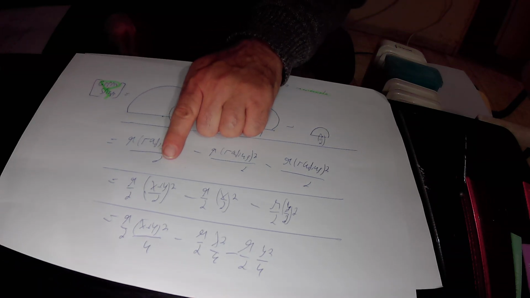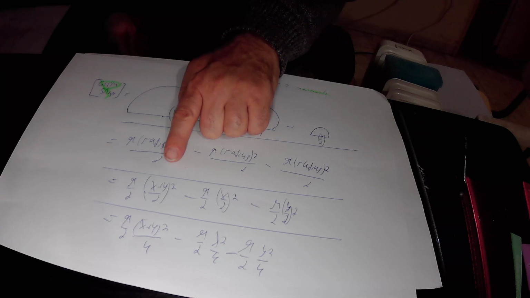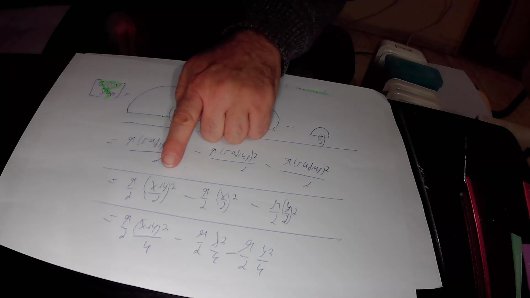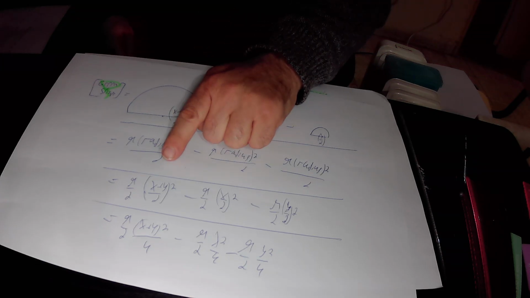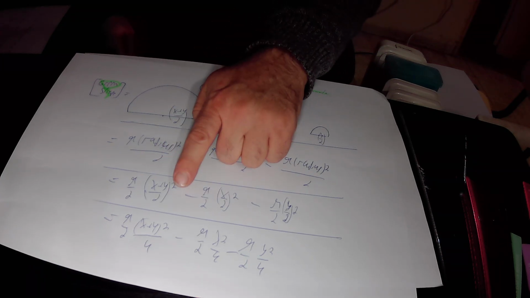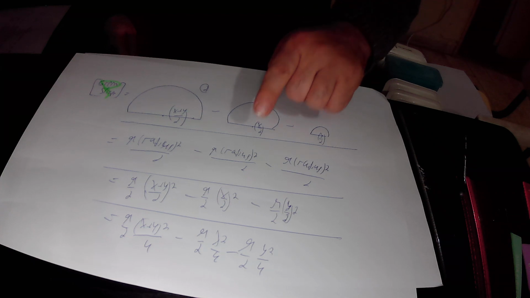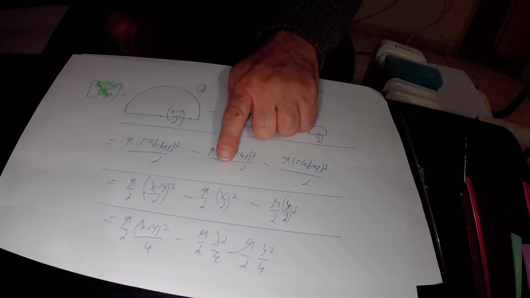So here we have pi over 2 times ((x plus y) over 2) squared. So it is (x plus y) squared over 2 squared. 2 squared is 4. So in total, the value of this expression equals pi over 2 times (x plus y) squared over 4. We simplify this expression here.